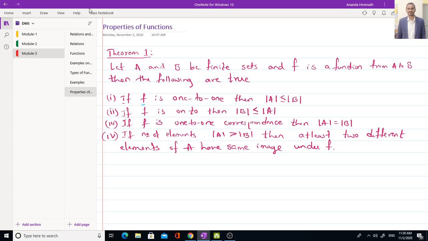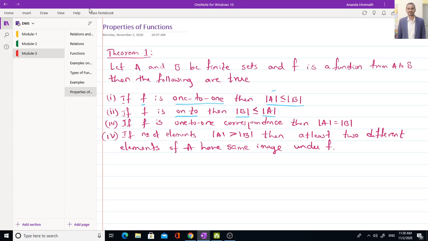If f is 1 to 1, then the number of elements in set A must be less than or equal to the number of elements in set B. And the second result: if f is an onto function, then the number of elements in B is less than or equal to the number of elements in A.